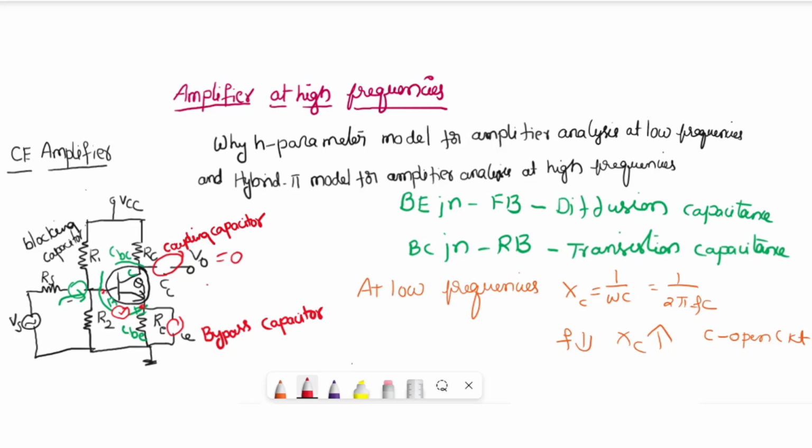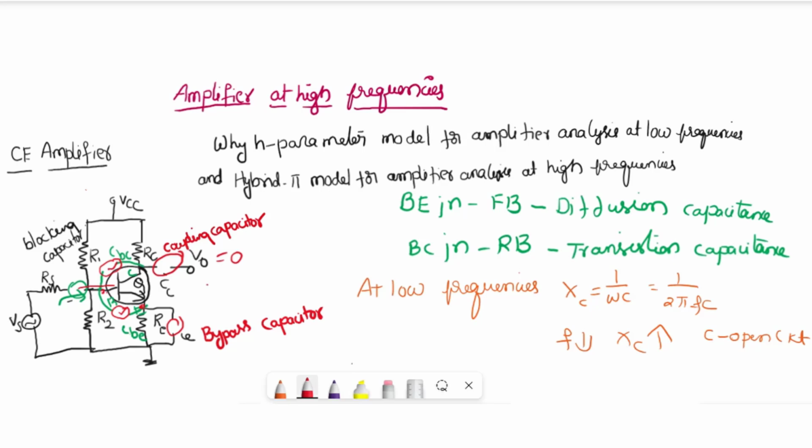The capacitor CBC, even if it is open, there is no problem because we are taking output at the collector. Suppose there is any signal from this Vs to the base, the base current will create collector current, and that goes through RC and you get V0. So there is no problem for CBE and CBC even if they are open. But if the blocking capacitor, coupling capacitor, and emitter bypass capacitors are open, those are affecting the amplifier output, meaning the gain of the amplifier gets decreased.